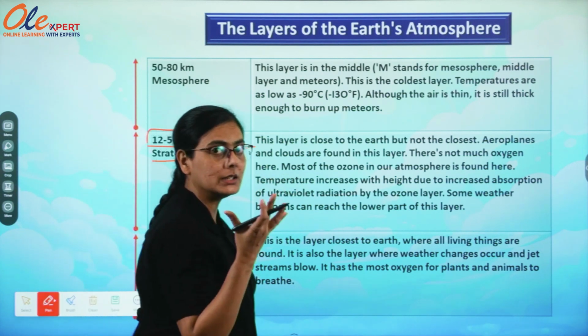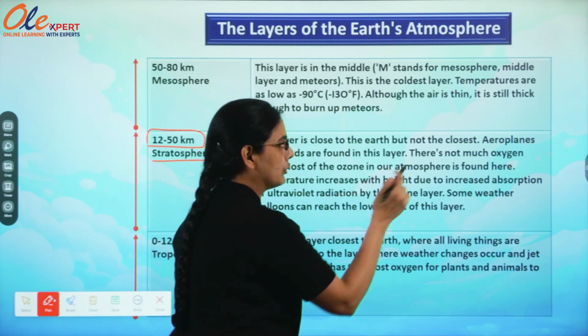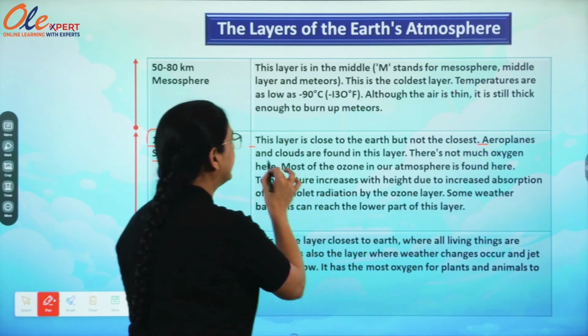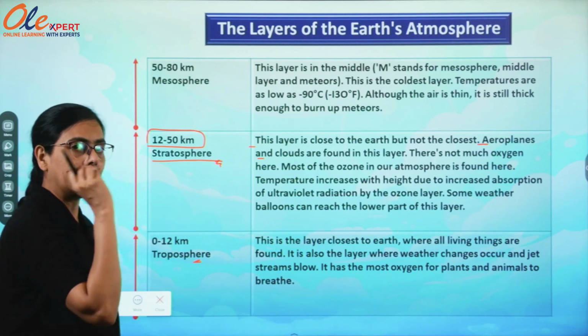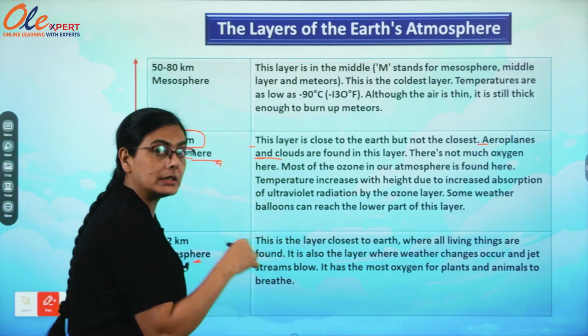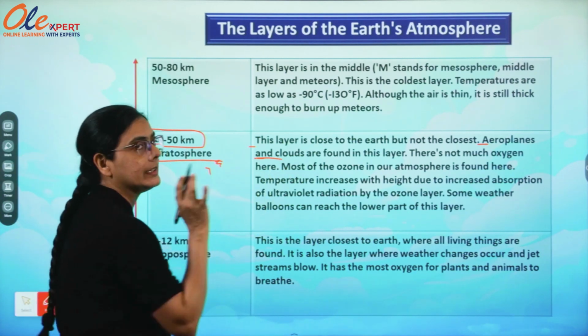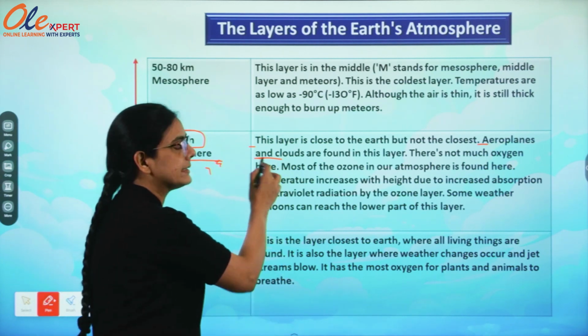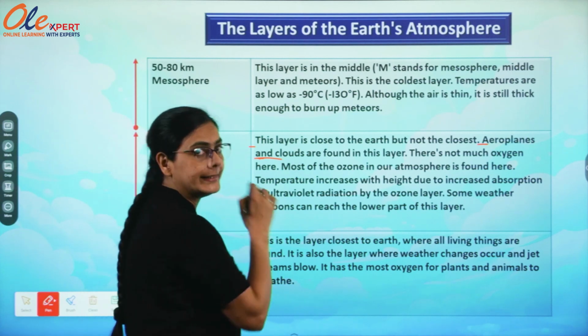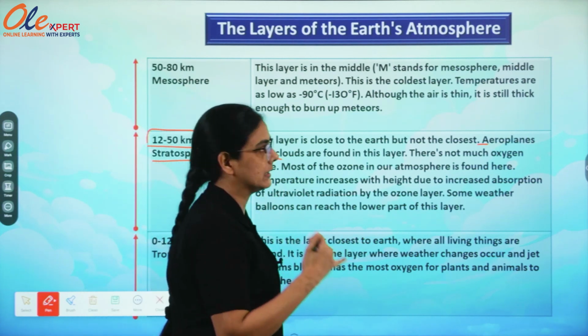We are talking about the layers of the atmosphere, and in this layer aeroplanes and clouds are found. If it is asked to you, where do you see aeroplanes and clouds in the sky, the answer will be stratosphere. This is the second layer of the atmosphere from the Earth's surface.